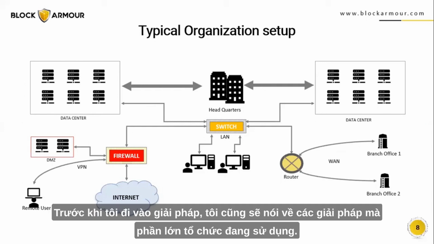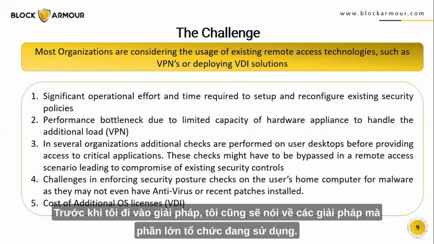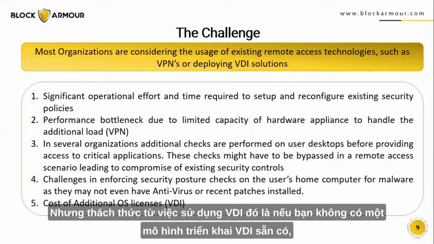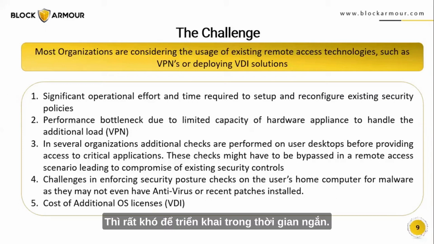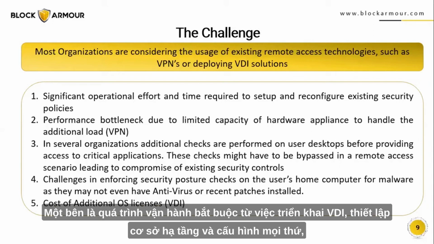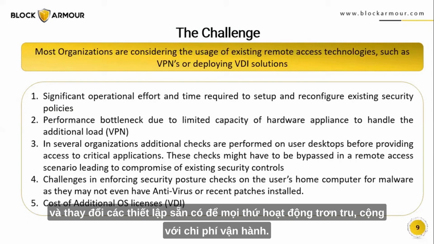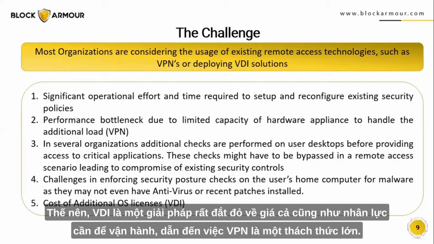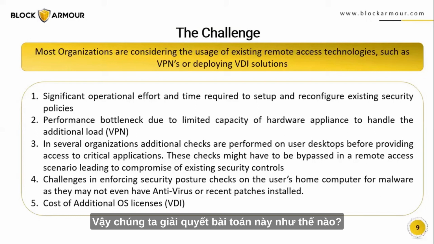Before I get into the solution, I will also talk about what other solutions people are using. So VPN I already explained. The other solution is VDI, right? Where it is much more secure. But the challenge with VDI is if you don't have an existing deployment of VDI, it's very difficult to deploy one in such a short time and also make sure that it all works, right? So one is the operational effort required in deploying VDI, setting up the infrastructure, configuring everything, and making a lot of changes in your existing setup to make sure it all works, plus the cost. So VDI is a very, very expensive proposition, both in terms of cost as well as effort required. VPN is a challenge with capacity. So how do we solve this problem, right?